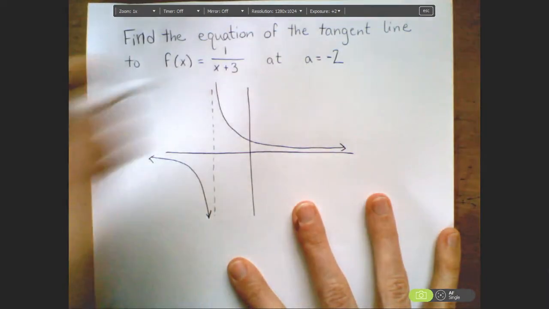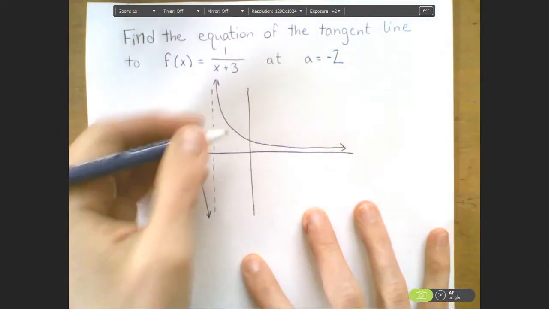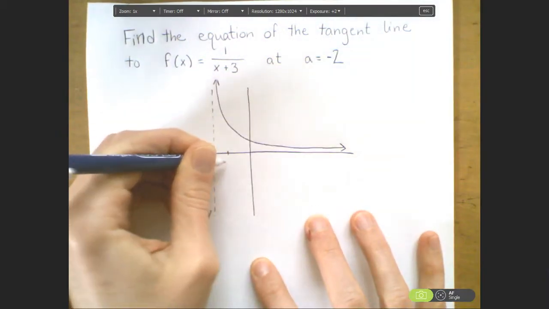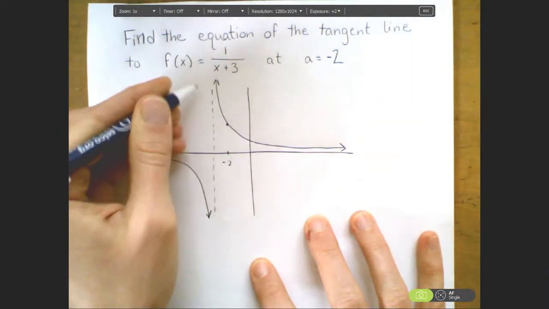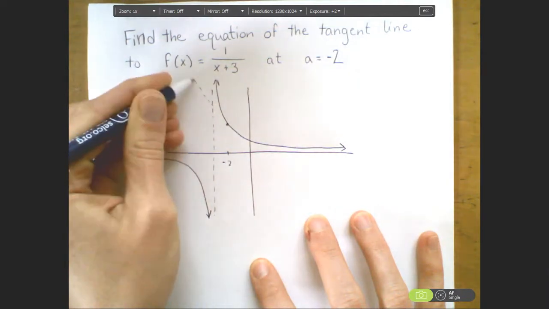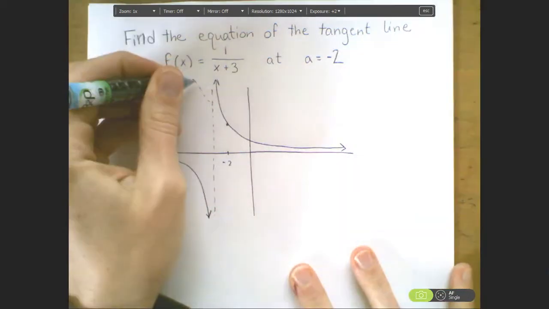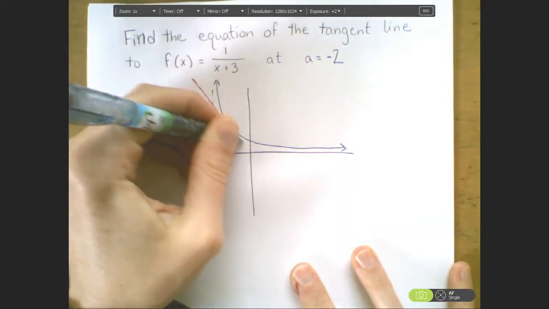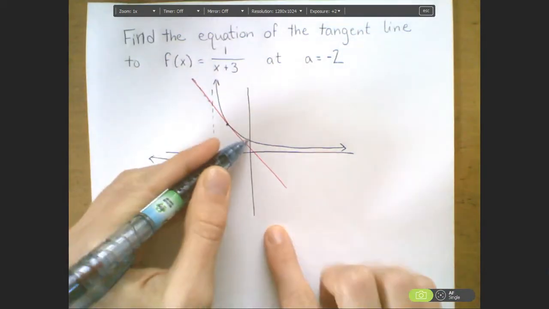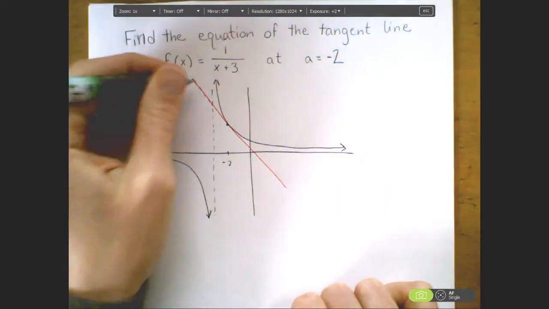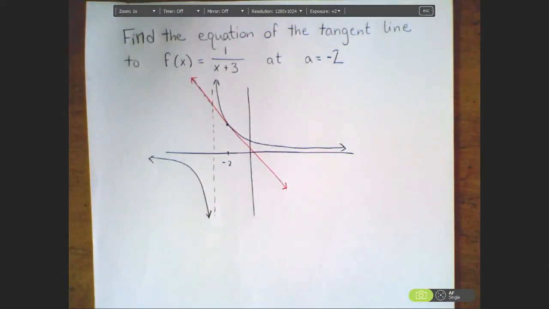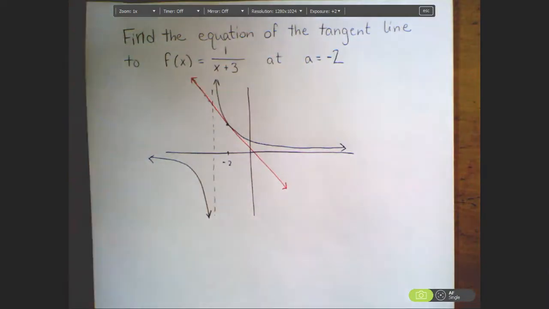And so we can estimate, looking at this graph, what the tangent line at x equals -2 might look like. I know that it's going to have a negative slope. I'll draw this one in red. It's going to have a negative slope, and from my picture, I'm not sure whether the y-intercept is going to be positive or negative. This isn't quite accurate enough to be able to tell that. But this is the idea. This is what we're trying to go for.